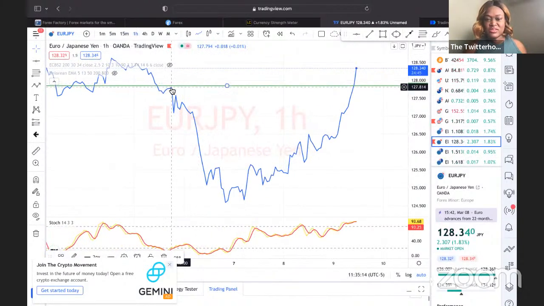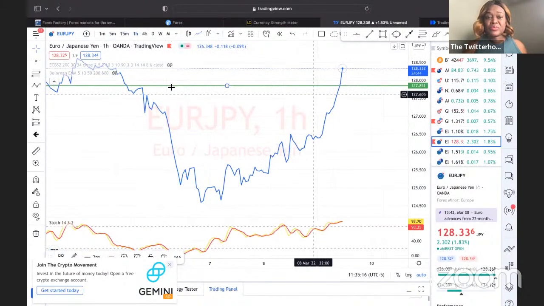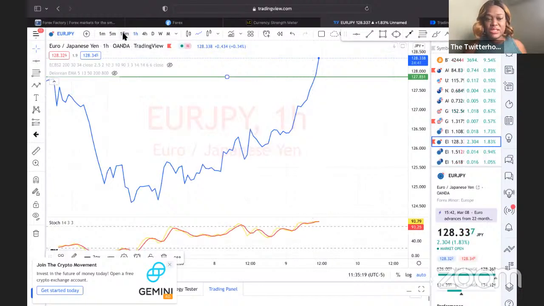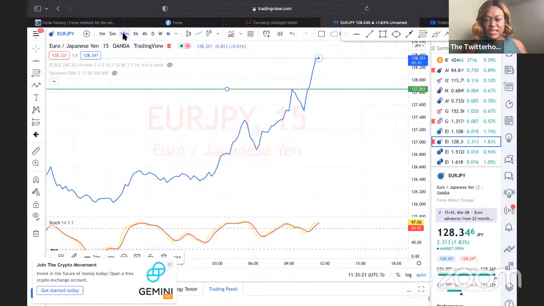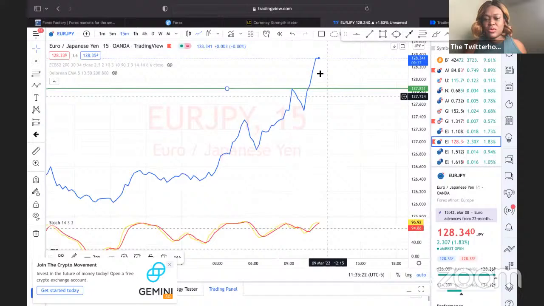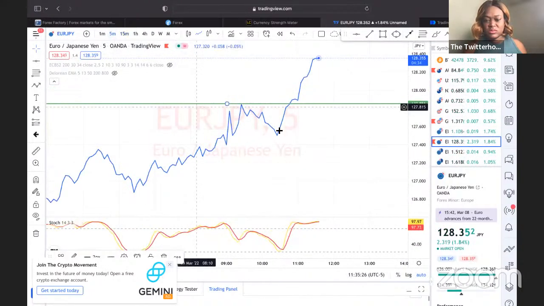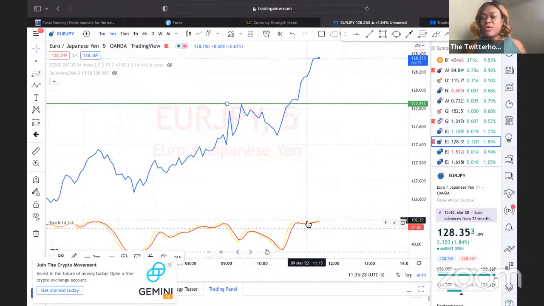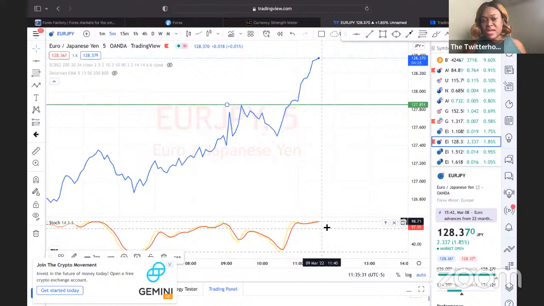So there it is over there. Yeah, so that's what I would be waiting on. It needs to come back. It's way overbought right now. So price has to come back.